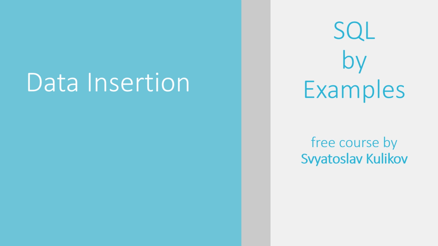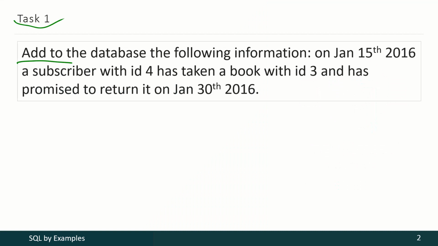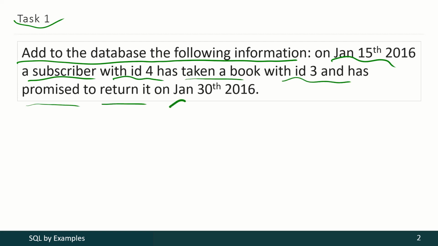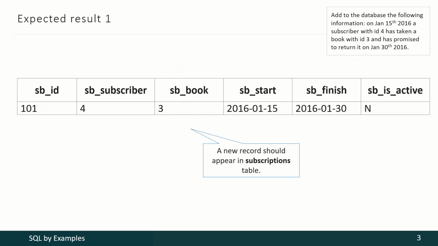In this video we shall talk about data insertion. In the first task we have to add to the database the following information: that on a given date a subscriber with a given ID has taken a book with some ID and has promised to return it on that given date. After corresponding operation completion, the following record should appear in subscriptions table.